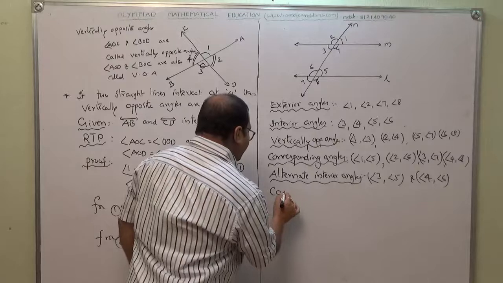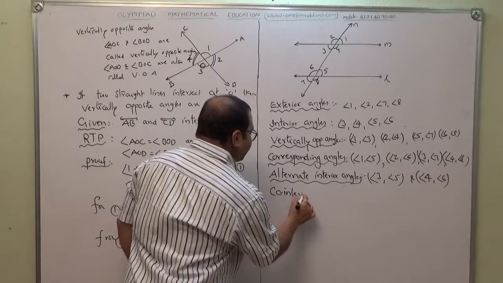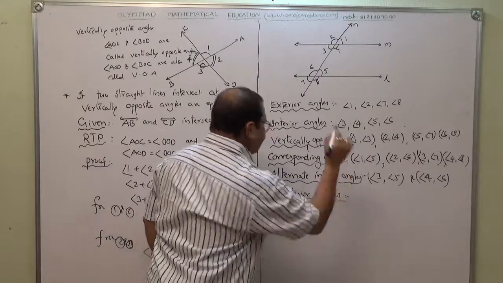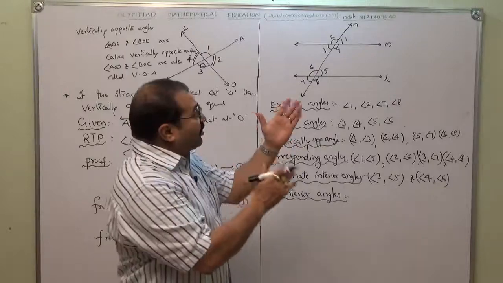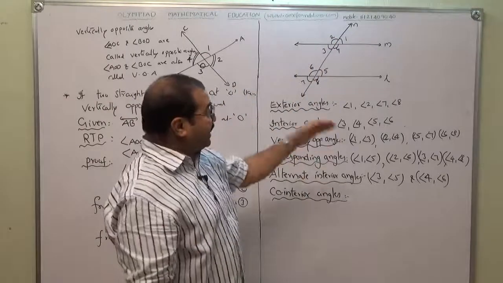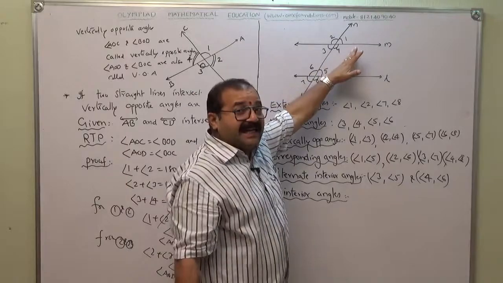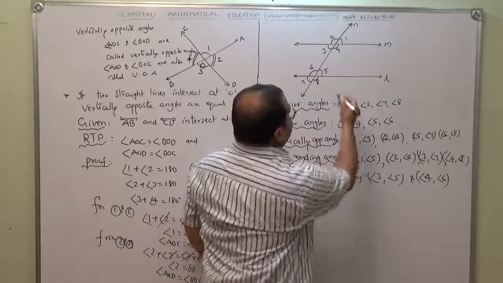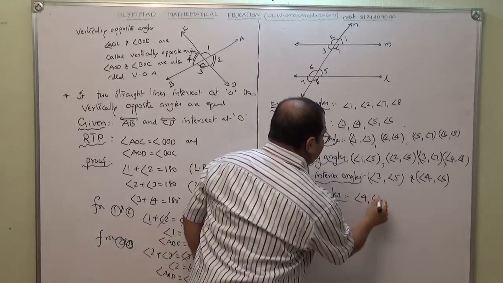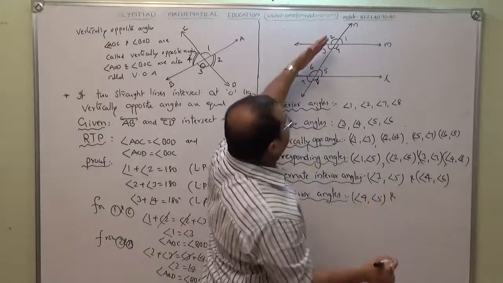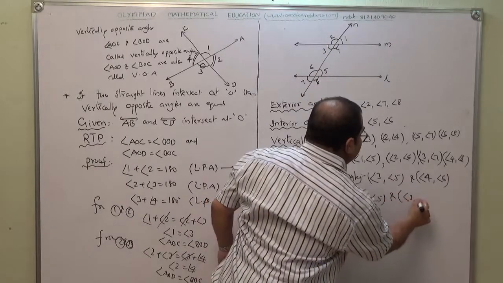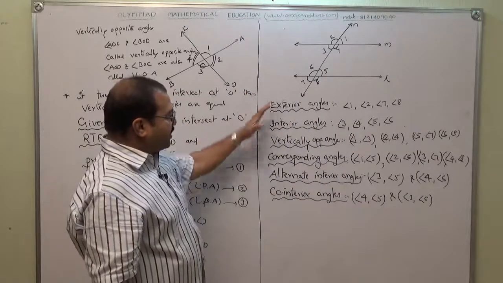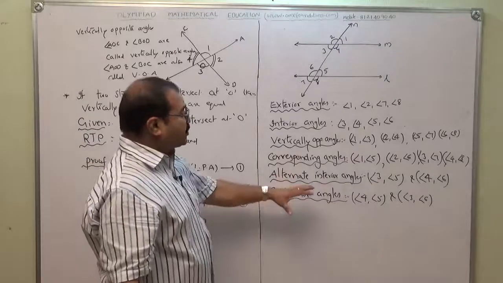Now coming to co-interior angles. What is meant by co-interior angles? Co-interior angles means the interior angles on the same side of the transversal. The definition for co-interior angles is the interior angles on the same side of the transversal. So what are they? Angle 4, angle 5 and angle 3, angle 6 are co-interior angles. These are very important matters to learn.